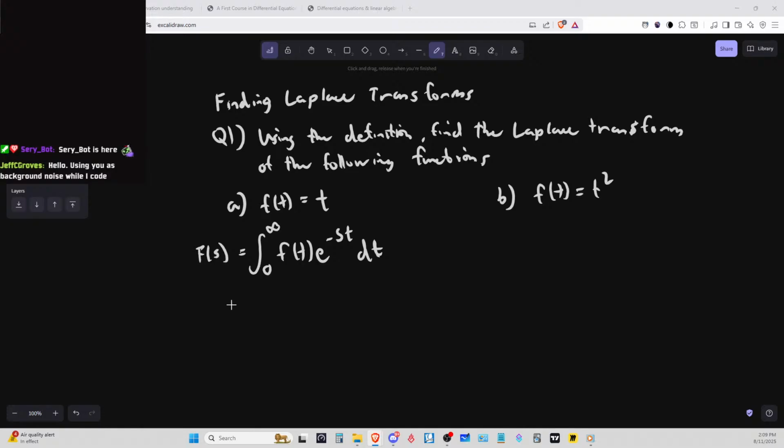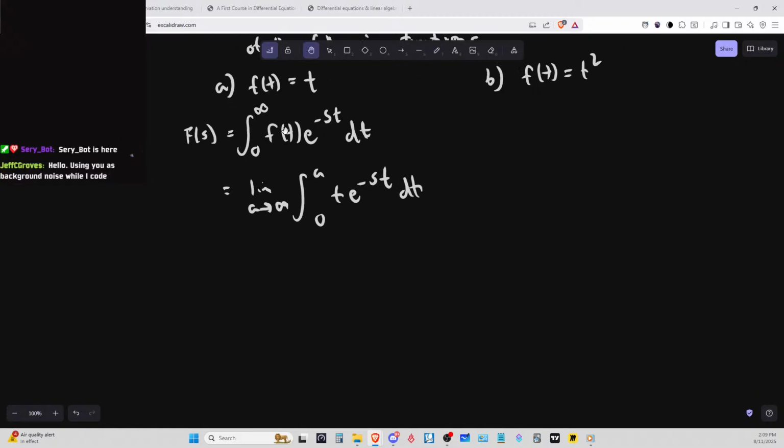Okay, all right. So I guess we're going to have to do it the hard way, and I think we're going to have to transform this into a limit. So I think we're going to take the limit as a goes to infinity, and then we're going to have a. We're just using a as a proxy, and we're definitely going to have to use integration by parts in this one.